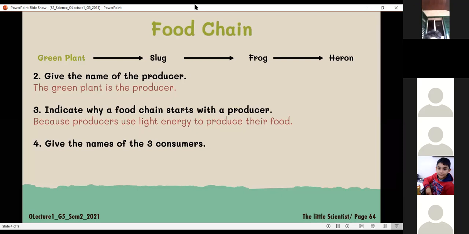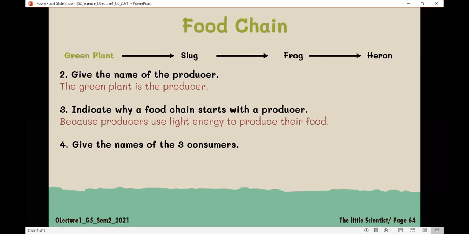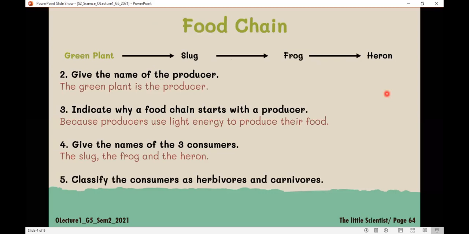Ali Hashush. What is the third consumer in this food chain? We said the frog is a consumer. The heron is a consumer. What is the third one? The slug. Excellent. So the slug, the frog, and the heron are consumers, all together.